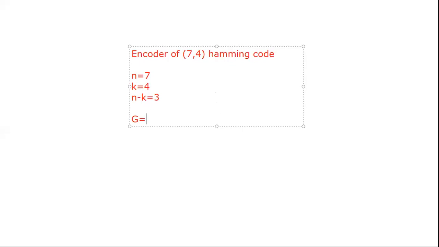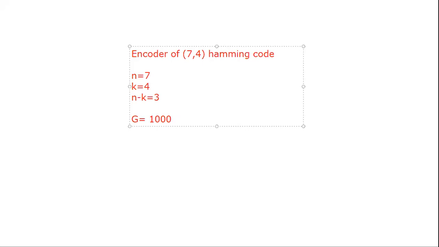Tell me the generator matrix. 1 0 0 1 0 0 1 0 1 1 0 1. What is this? I want the generator matrix for the 7,4 block code, not for the 6,3 block code. 7,4 block code. 1 0 0, right? 100. Okay.